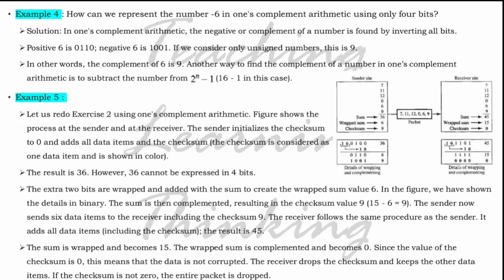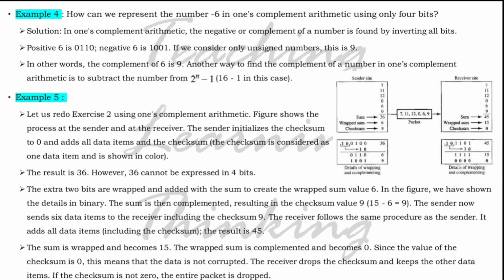Another way to find the complement of a number in ones complement arithmetic is to subtract the number from 2 raised to n minus 1, so 16 minus 1 in this case. So for example 5, let us redo exercise 2 using ones complement arithmetic. The figure shows the process at the sender and the receiver. The sender initializes the checksum to 0 and adds all the data items, and the checksum is considered as a data item in the shown color.